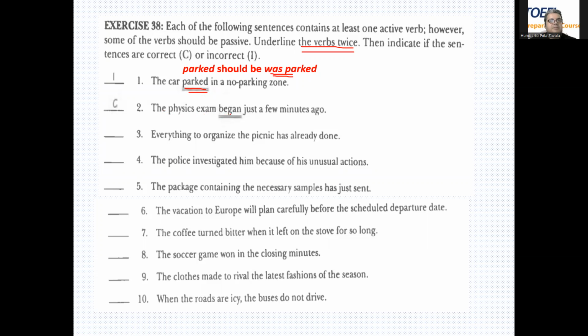Number two, the physics exam began just a few minutes ago. Okay, so the subject, exam, began. This is active voice. We don't need any form of the verb be. This is correct.